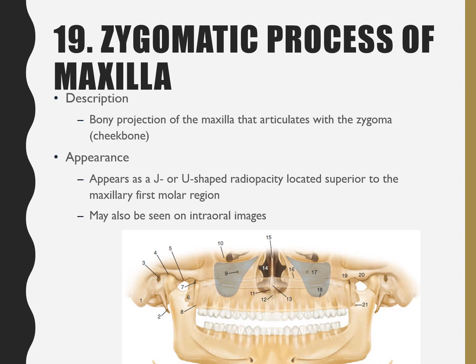Okay, number 19 right there is showing you the zygomatic process of the maxilla. And just like we saw on our intraoral radiographs, it will show up as a J or a U-shaped radiopacity located superior to the maxillary first molar region. It's also seen on intraoral images, but it is a bony projection of the maxilla that articulates with the zygoma. Don't get that confused. The zygomatic process is on the maxilla. The zygomatic process is not on the zygoma, okay? And it's right over here, number 19.